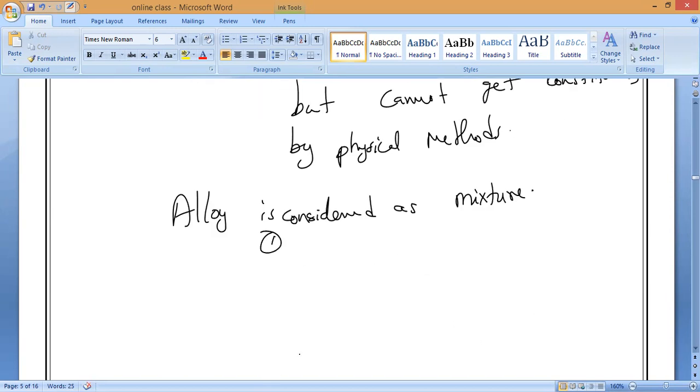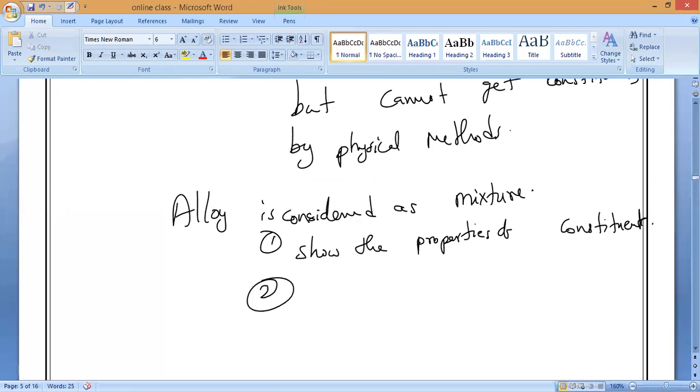First point: guess it at least. Properties. It shows the properties of its constituents. Very good, Hari. It shows the properties of constituents. So it is a mixture or not? Not entirely different properties.